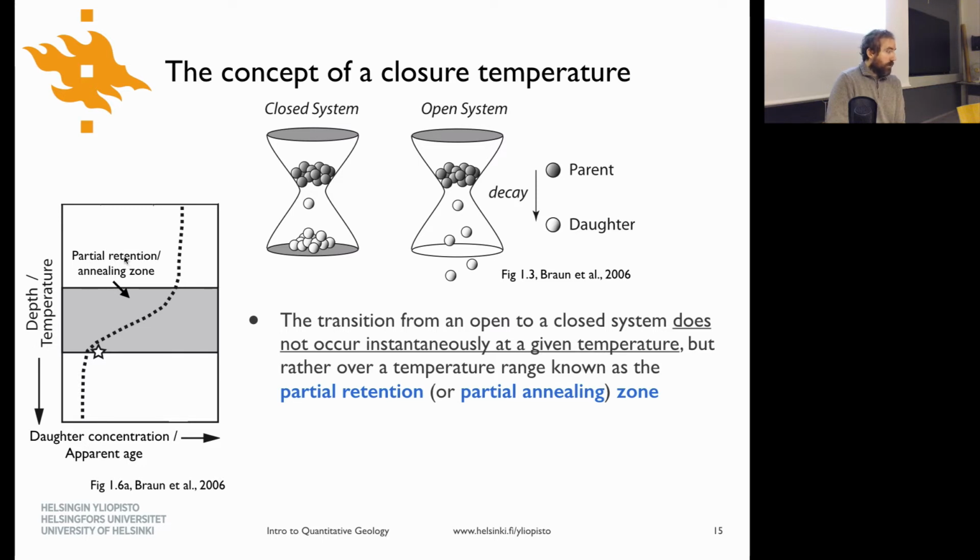But as the name would suggest, the partial retention zone means that part of the daughter product is trapped within the crystal within this gray region. So this is a range of temperatures. And again, it'll depend on which system you're looking at, but it could be a 50 or 100 degree temperature range. So it can be significant because rocks generally don't go from super deep in the earth up to the surface that quickly. It means that they may spend a bit of time in this partial retention zone, and that can be important in some cases.